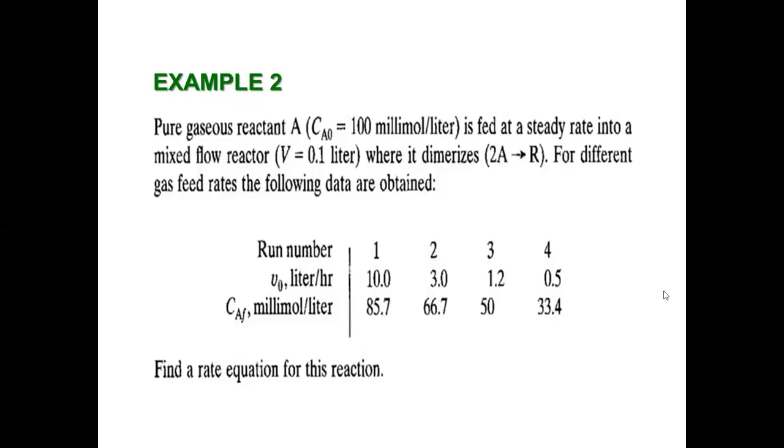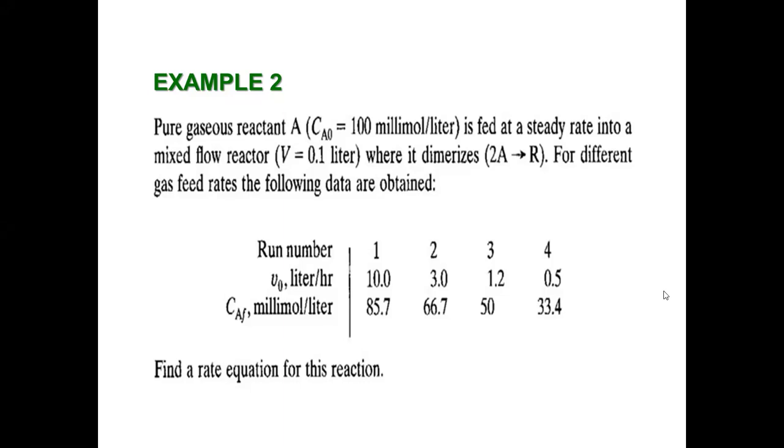Now for example number 2, you're given a pure gaseous reactant A. Initial concentration is 100 millimole per liter, which is fed at a steady rate into a mixed flow reactor, volume 0.1 liter, where it dimerizes using the reaction 2 moles of A forming 1 mole of product R. Now, for different gas feed rates, the following data are obtained.